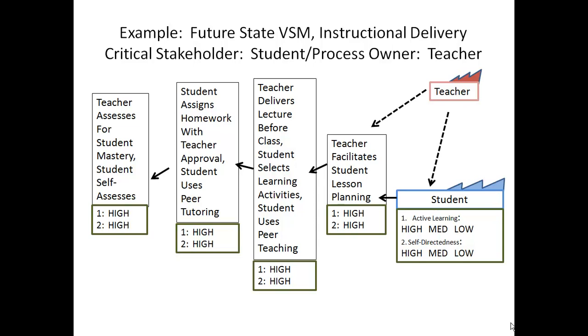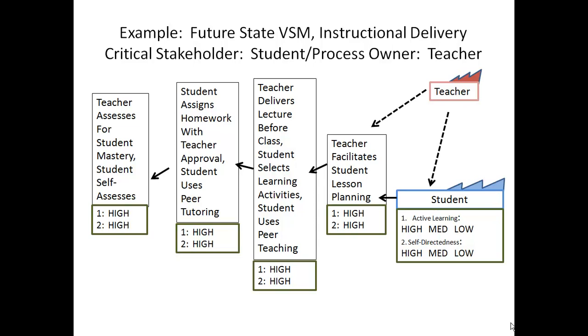What we're having happen is that we're using a flipped classroom model. The teacher is now delivering the lecture before class via screencast technology. And now when the student's in class, they're going to select a learning activity. And also there's going to be some peer coaching and peer teaching going on in the classroom. So again, the role of the teacher, the role of the student's changing, but what's happening to the metrics here? We're seeing that active learning and self-directedness is also high.